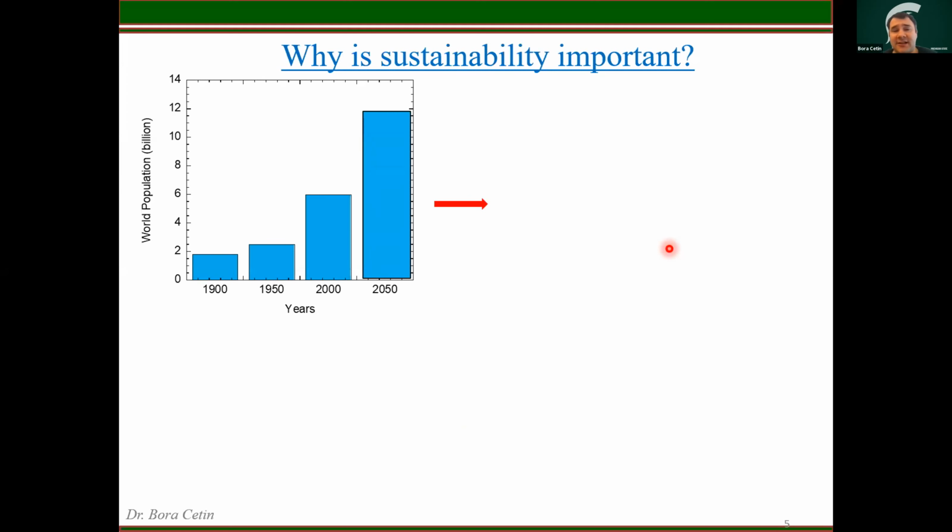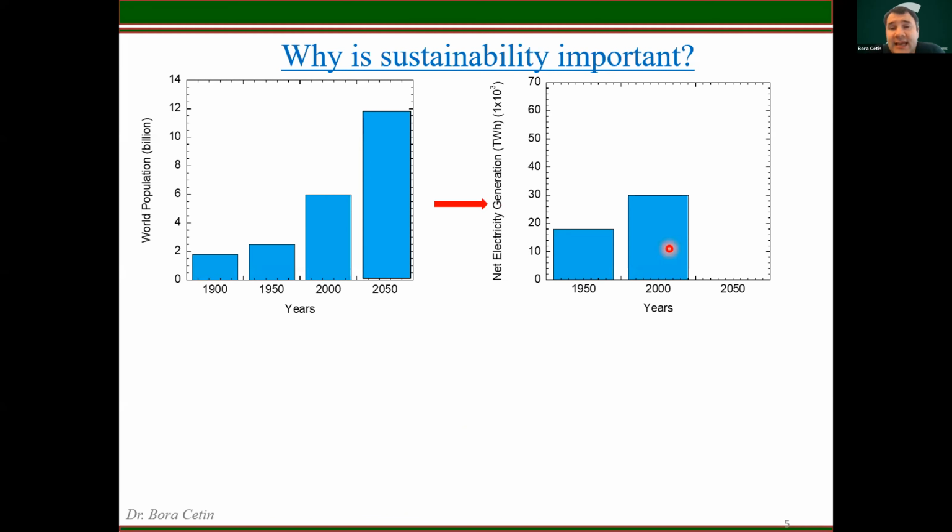One of the things that results from it, and sustainability is directly related to this, is electricity generation. Because you have more people, you require more energy and more electricity. In the 1950s, the net electricity generation was almost 20 terawatt hours. In 2000, it was almost 1.5 times higher. And by 2050, it will reach 60 terawatt hours.